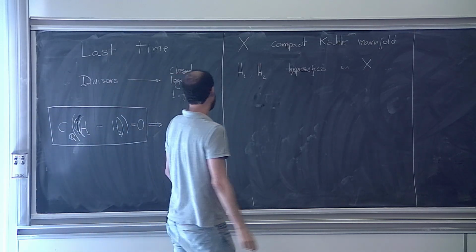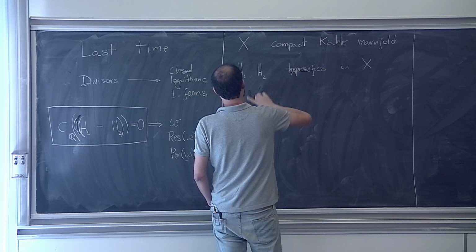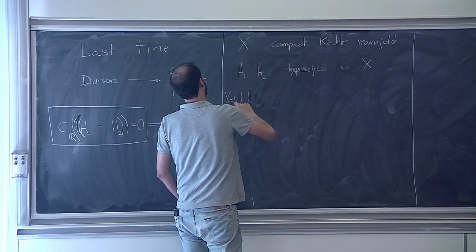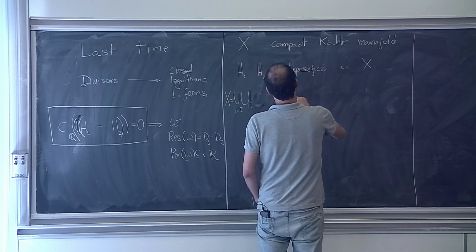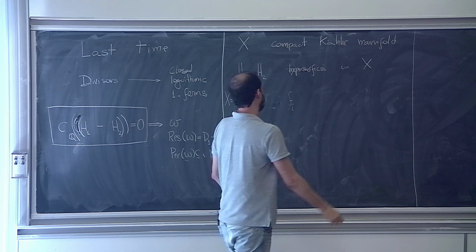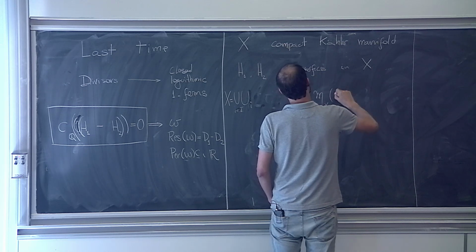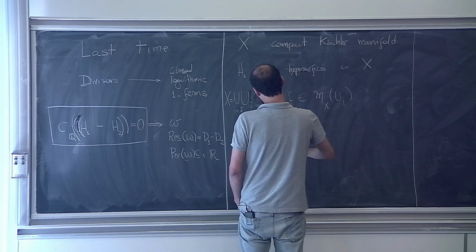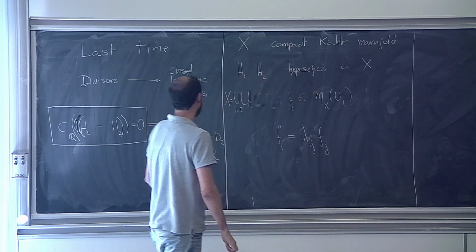So concretely, this means that I can get a covering of X by open sets, and I can get meromorphic functions on these open sets, such that they differ on the intersections by lambda_ij, which is a complex number.